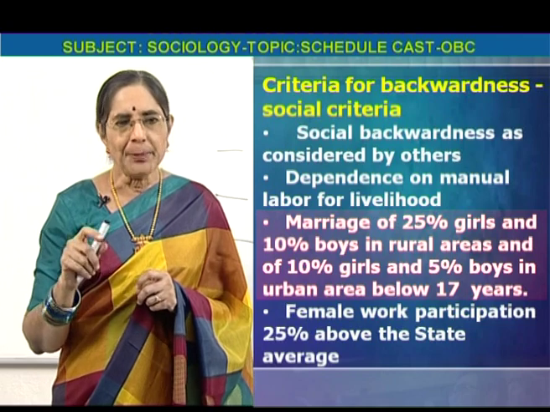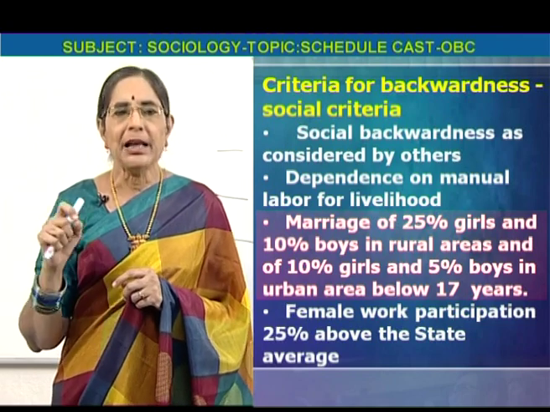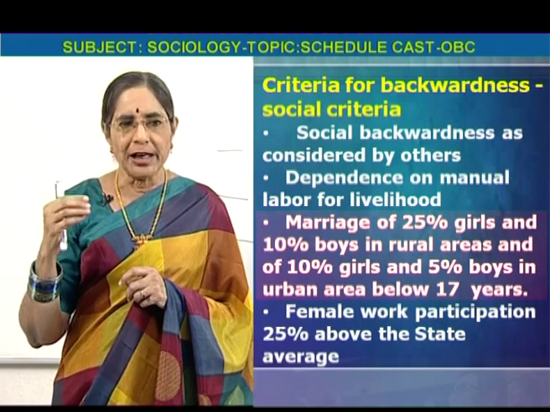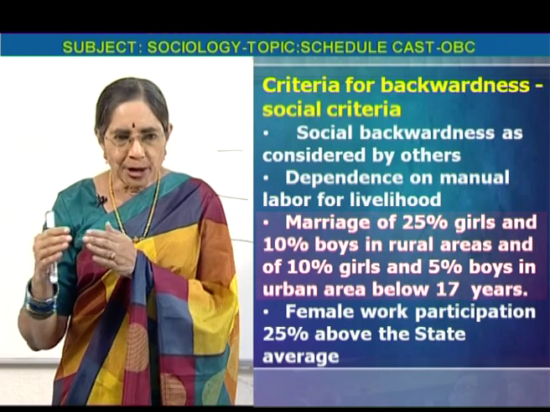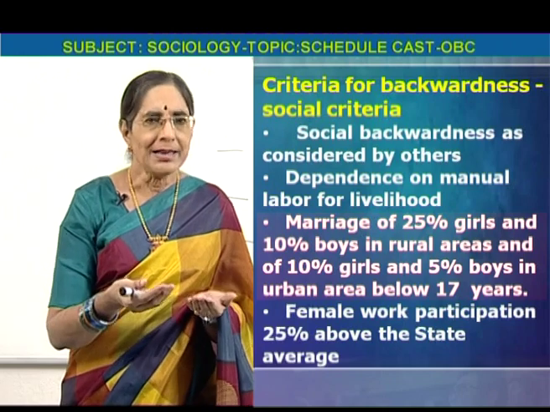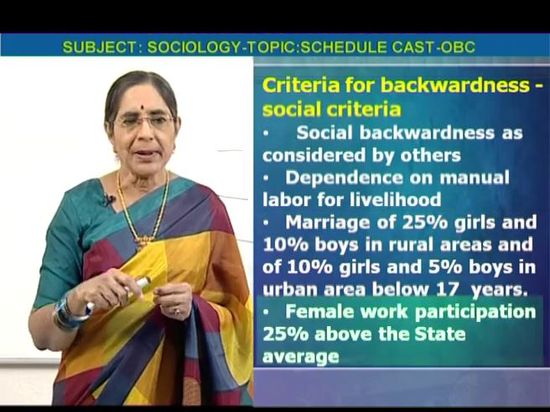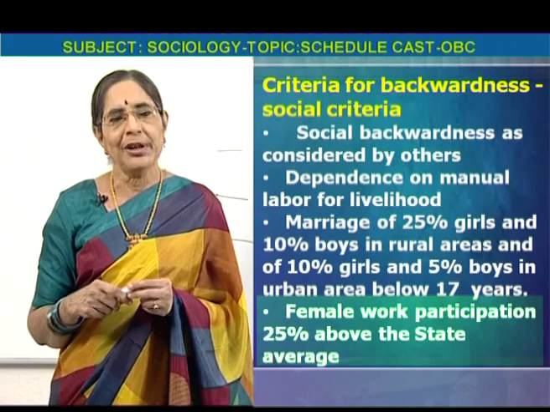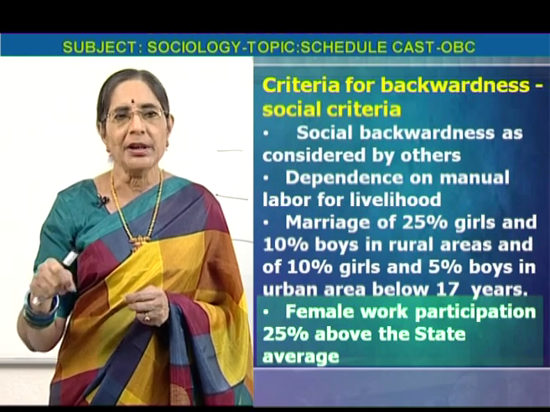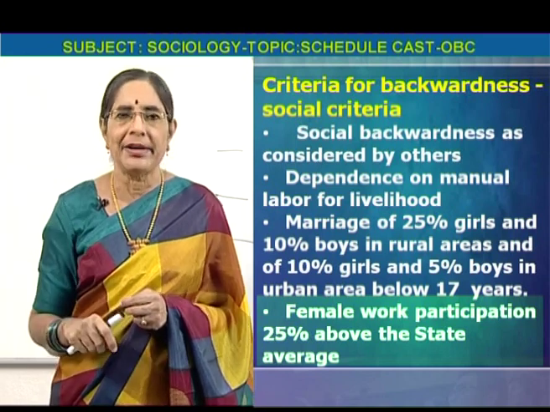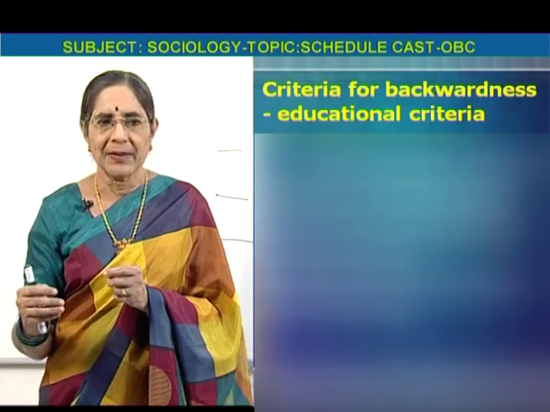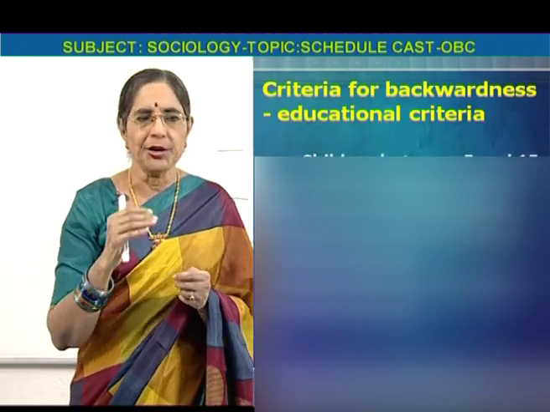If 25% of girls and 10% of boys in rural areas, and similarly 10% of girls and 5% of boys in urban areas below 17 years are married in a particular community, then that community is a backward community. The fourth sub-criterion under social criteria is female work participation. If female work participation is more than 25% above the state average, then there is social backwardness in that particular community. These are the sub-criteria under social criteria.